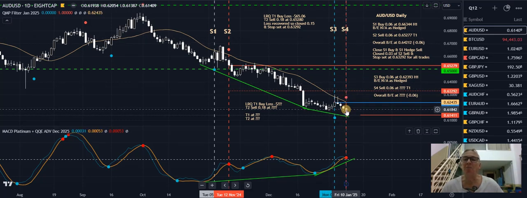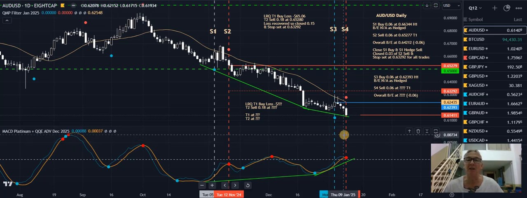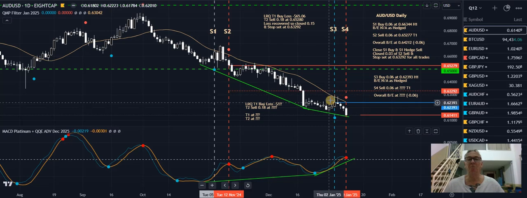S4 is a new sell. It is a valid sell signal. That is an actual valid sell signal because the MACD Platinum's above the 0 level. So if you're not in these trades, you can take that sell on Monday. No problems at all. The trend's down.